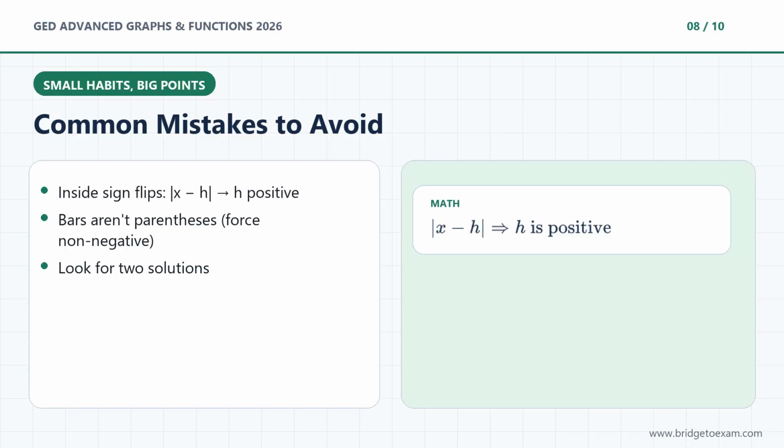3 traps. First, do not forget the inside sign flips. X minus h means h is positive. Second, absolute value bars are not just parentheses. They force the result to be non-negative. Third, do not stop at one solution when two distances are possible. Respect the V, and both answers appear.